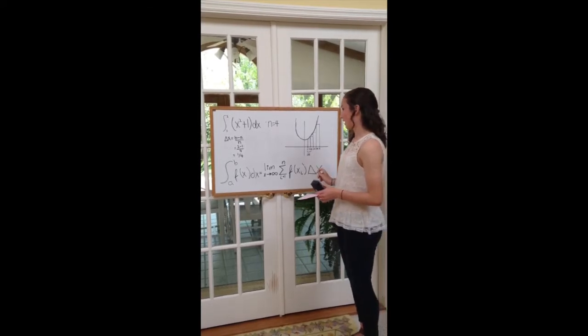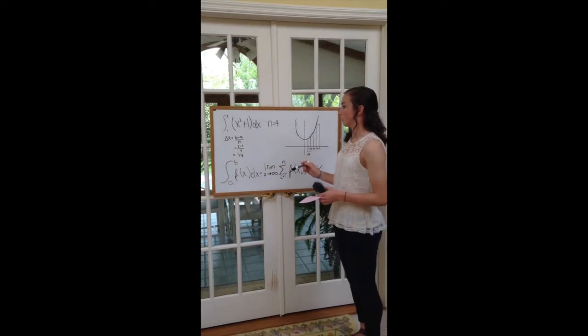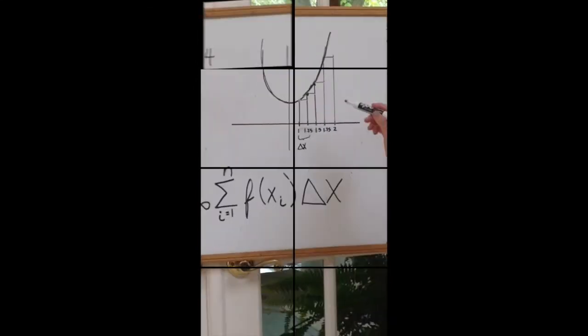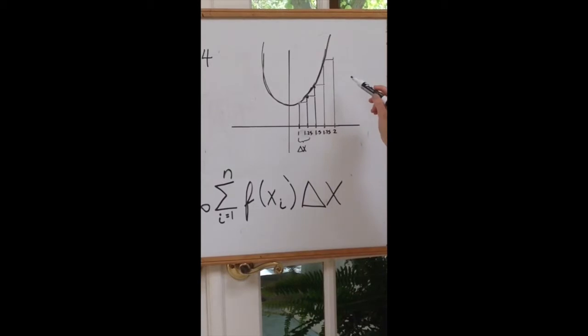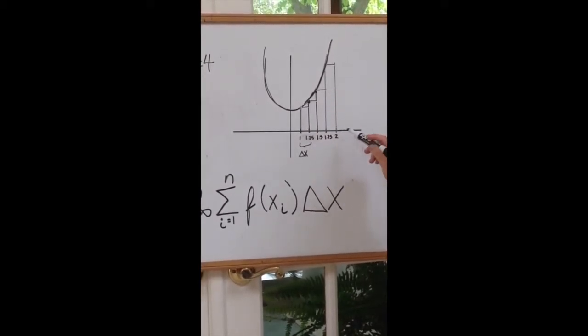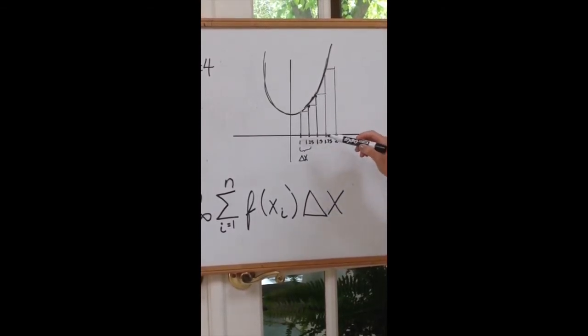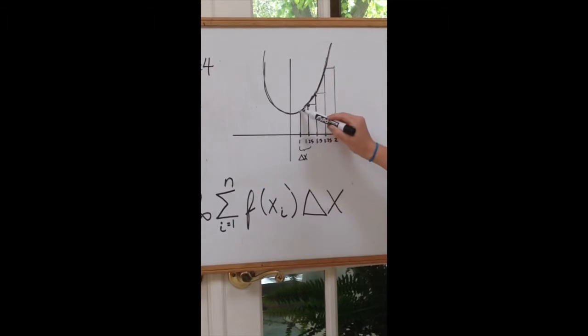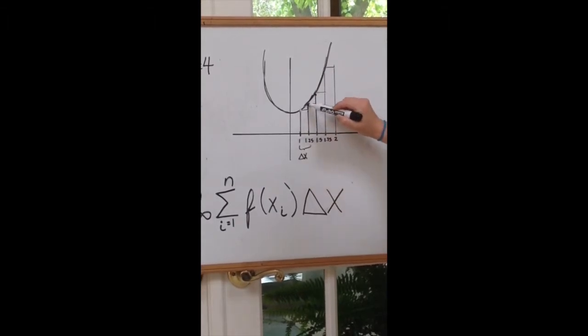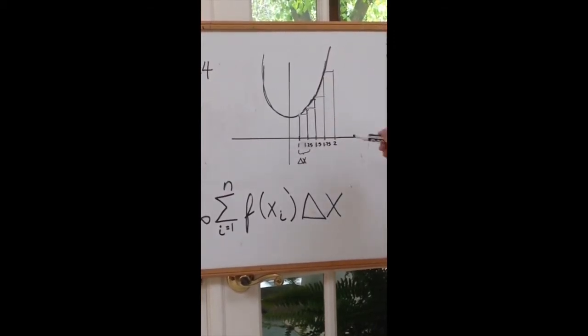And to find delta x, you just do b minus a over n, which is 2 minus 1 over 4, which equals 1/4. So this is the graph of x squared plus 1. And we have 4 rectangles, which we already drew in, and each base is 1/4. And we're going to do left sums in this problem. So we're starting with 1 and using 1, 1.25, 1.5, and 1.75. But if we were doing right sums, we would start with 1.25 instead of starting with 1.